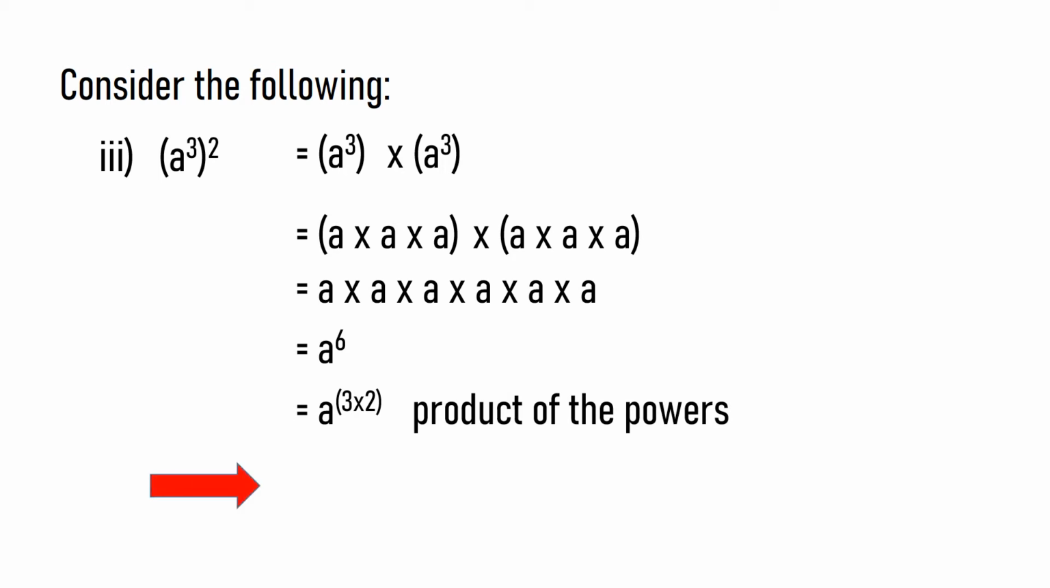It therefore implies that if you have a power m, then raised to power n, it is equal to a power m times n, which is written as a power mn. This is therefore our third law of indices. Let's look at some examples.